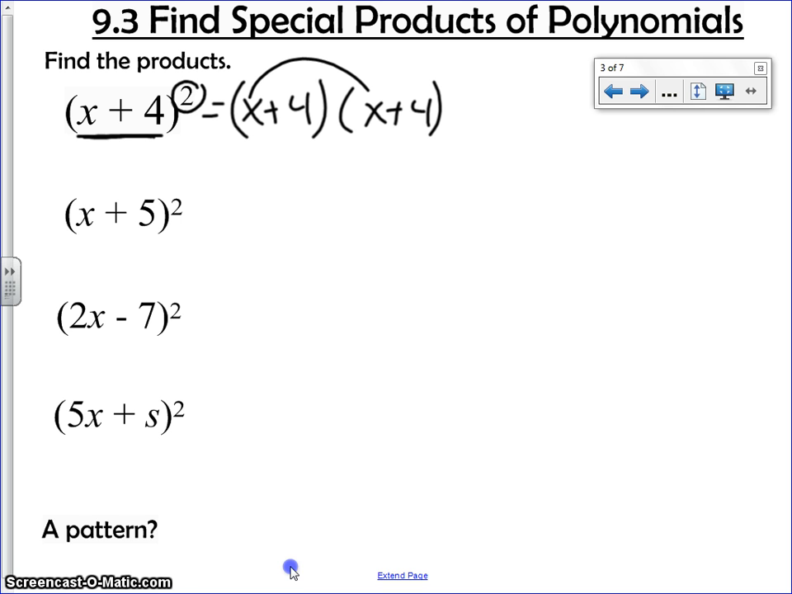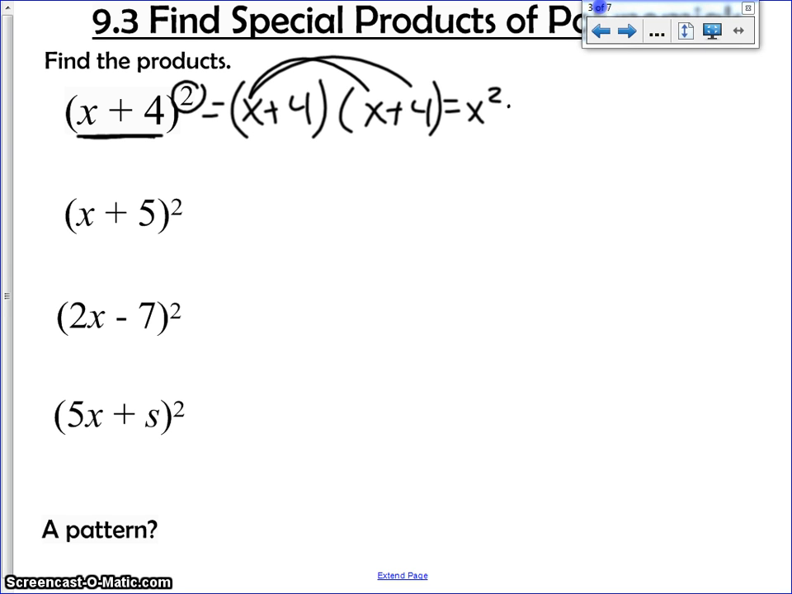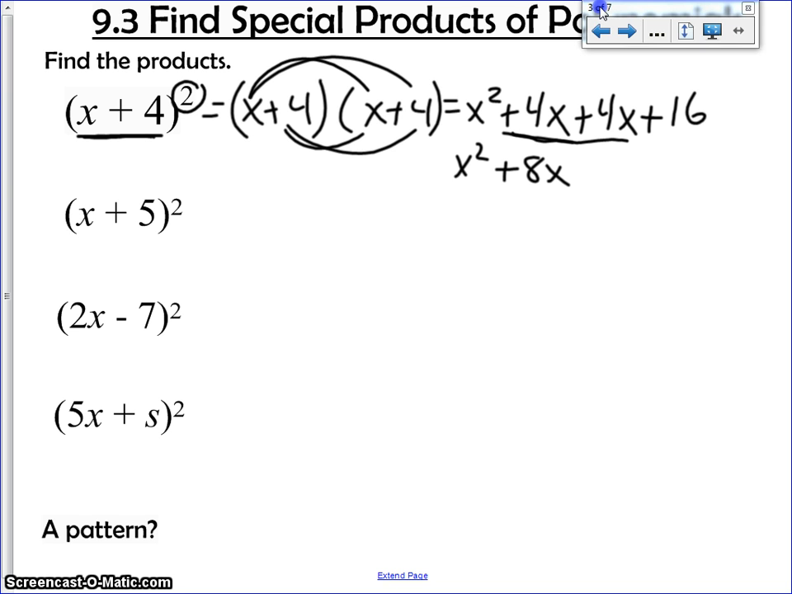Just take the first term and distribute it. X times x is x squared. Distribute the x again, plus 4x. Now go to the second term. Positive 4 times x is plus 4x. Take the 4 and distribute it to the final term, plus 16. Once you get that, you see, hopefully, that we have like terms. X squared is the only term of its kind. We have plus 4x and another plus 4x, you get plus 8x. And 16 is the only constant term. So we're left with x squared plus 8x plus 16.